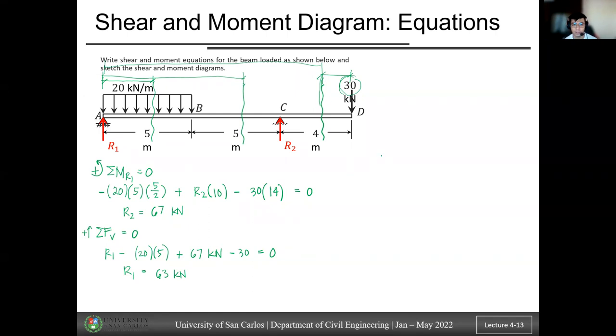Okay, so to start off, we analyze first the member AB. So if you try to draw it again, let's say this one is the cut section. Then this one is R1, and this would be the distributed load. Let's say that the distance of the cut portion is X. Again, this one is 20 kilonewtons per meter.